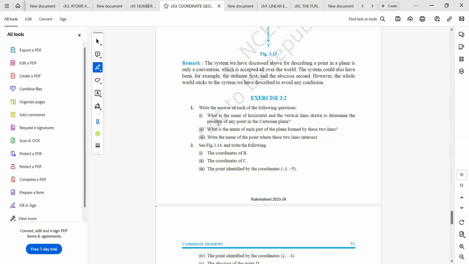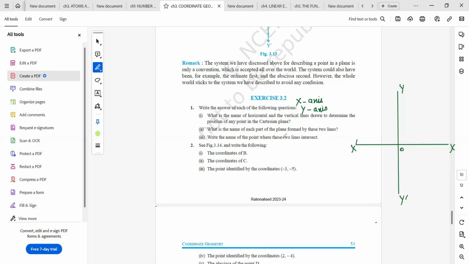What is the name of the horizontal and the vertical lines drawn to determine the position of any point in a Cartesian plane? So we will draw a Cartesian plane. X-axis, y-axis. The horizontal line is always the x-axis, maybe x dash, and the vertical line is always y dash. So we call horizontal the x-axis, and vertical the y-axis.